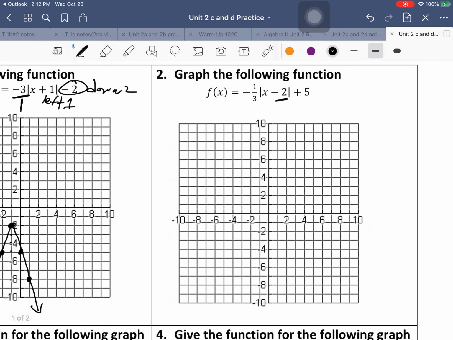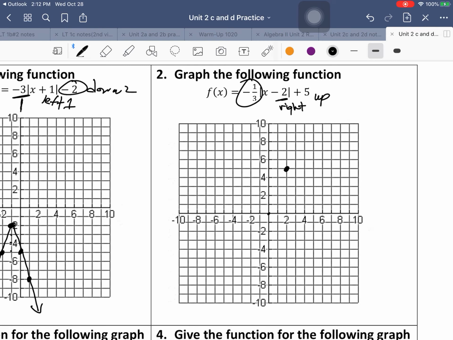Number 2, again, let's look at, so we got right 2 and up 5. So from 0, 0, that's our original from our parent function. We go right 2, up 5. That's your vertex. That's the maximum or minimum of the graph.